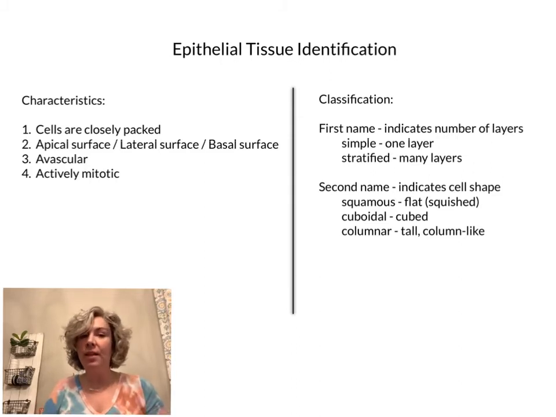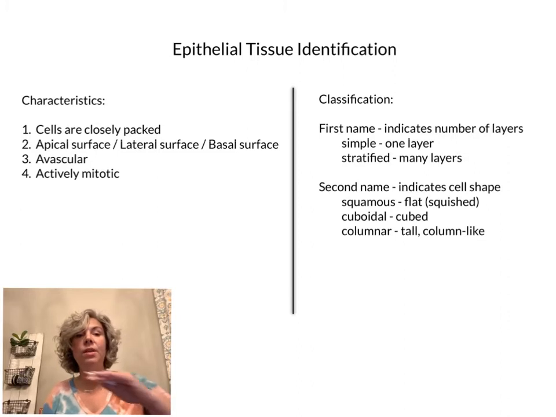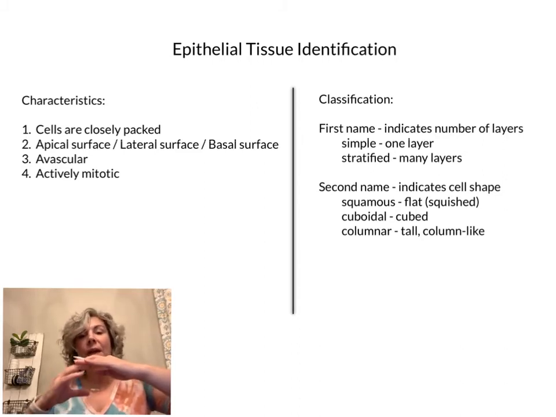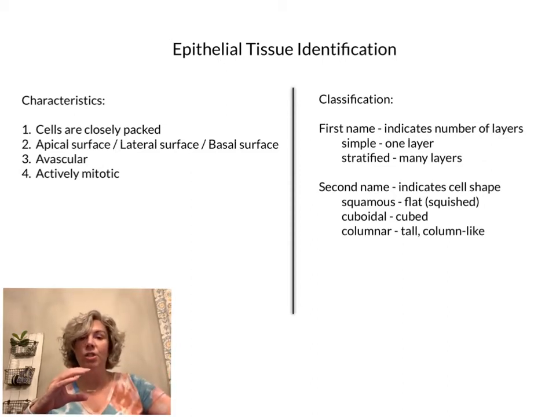Underneath all epithelial tissue is connective tissue, and the basal surface is going to be the bottom layer of the epithelial tissue that's attached to a region called the basement membrane, and that basement membrane serves as your attachment point to the connective tissue below that ET.